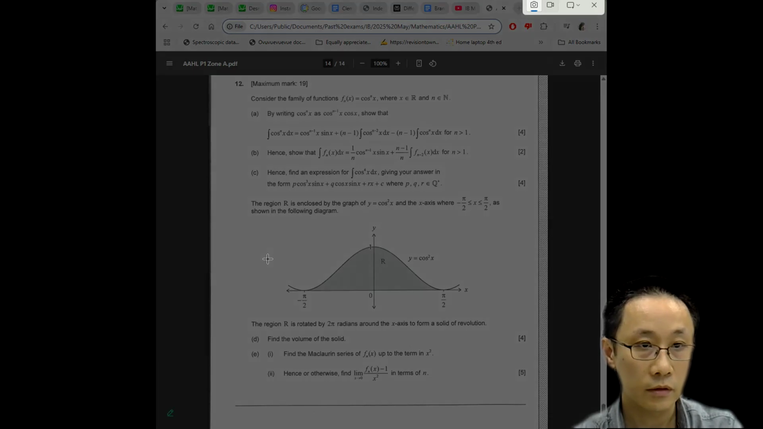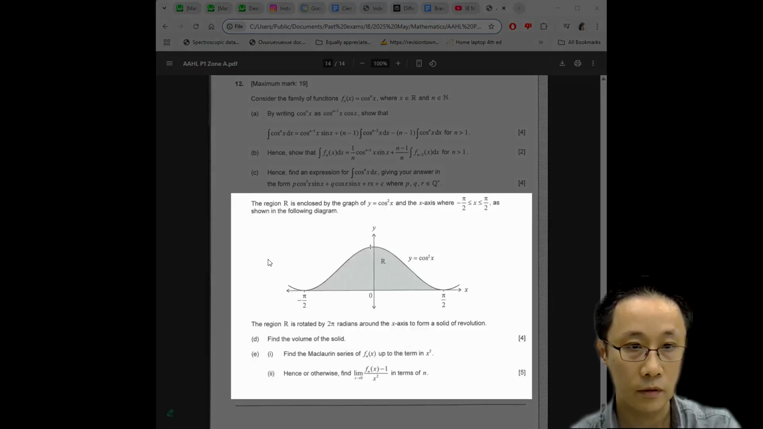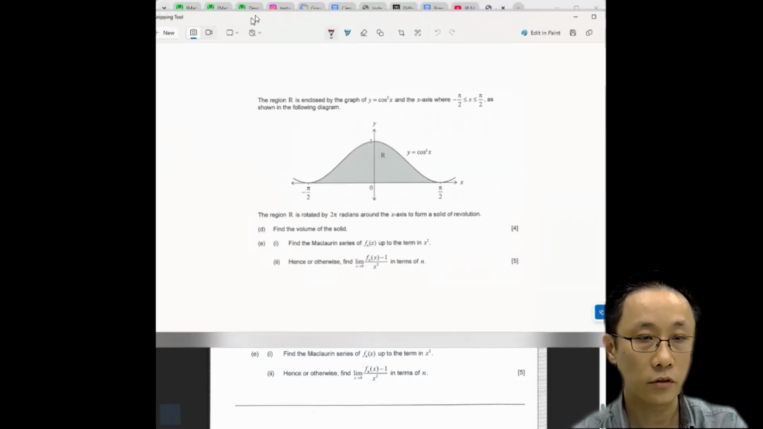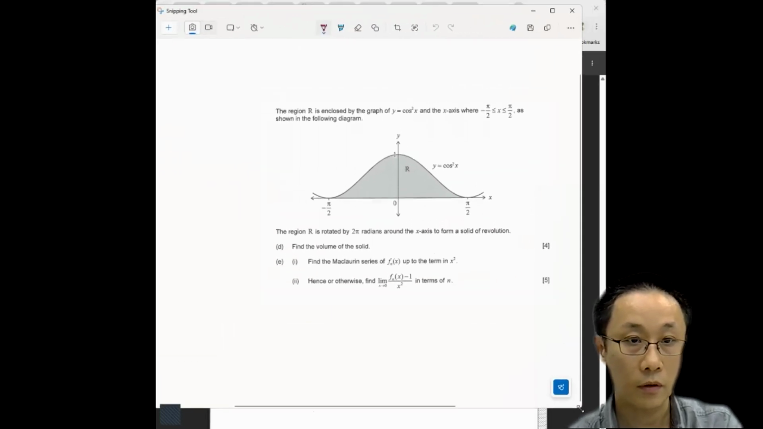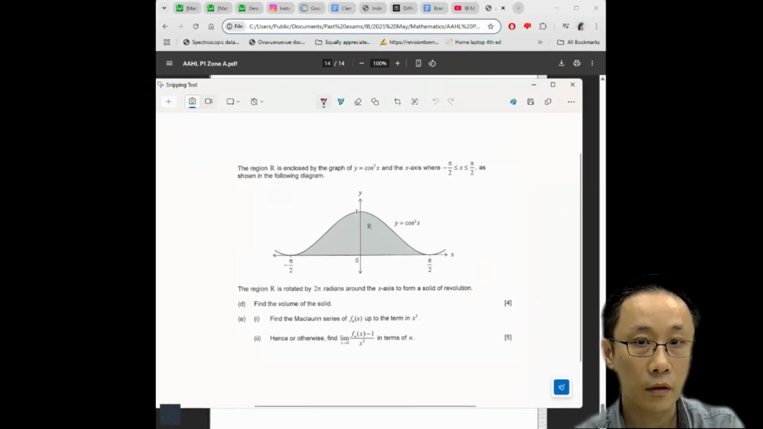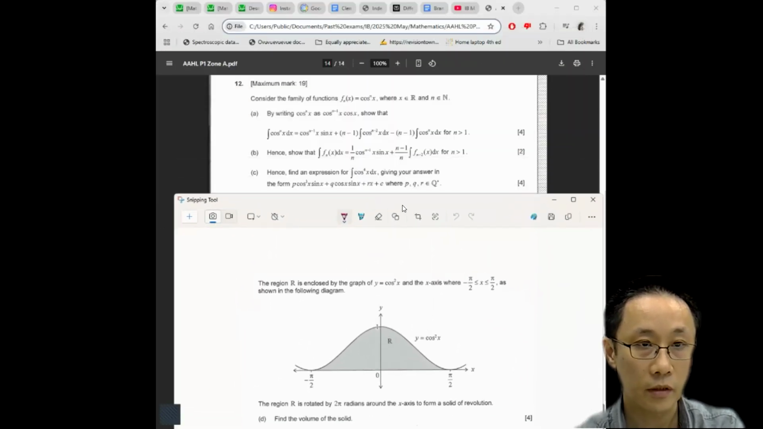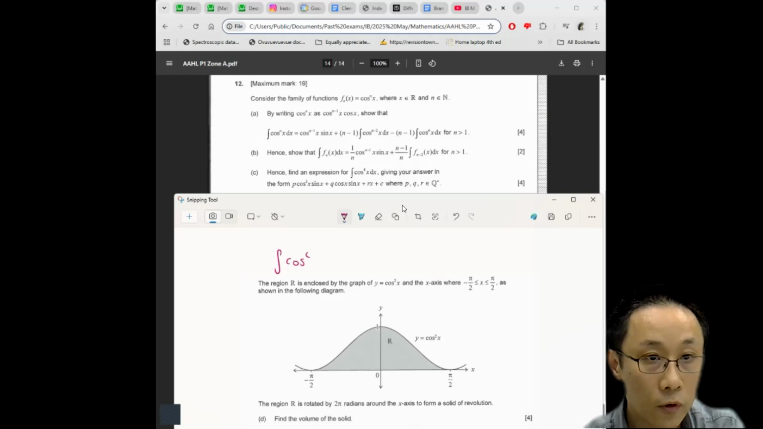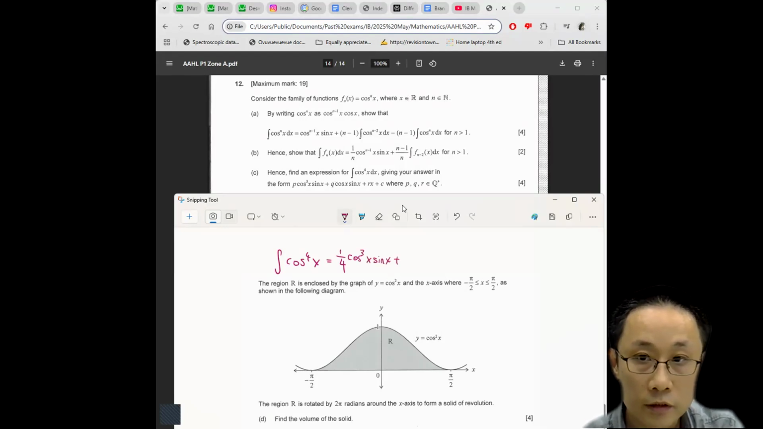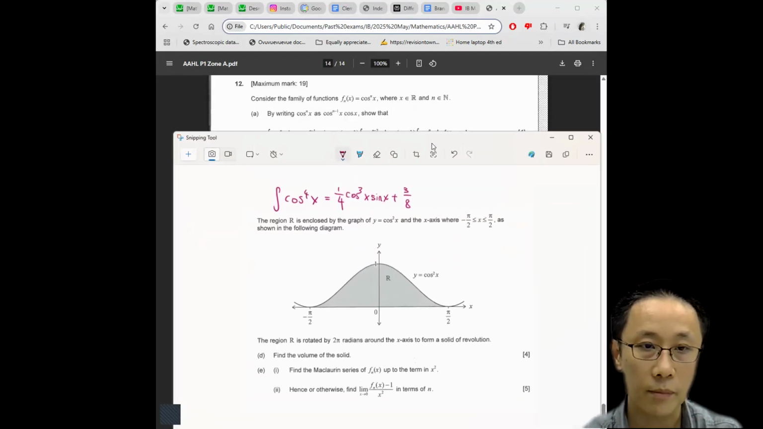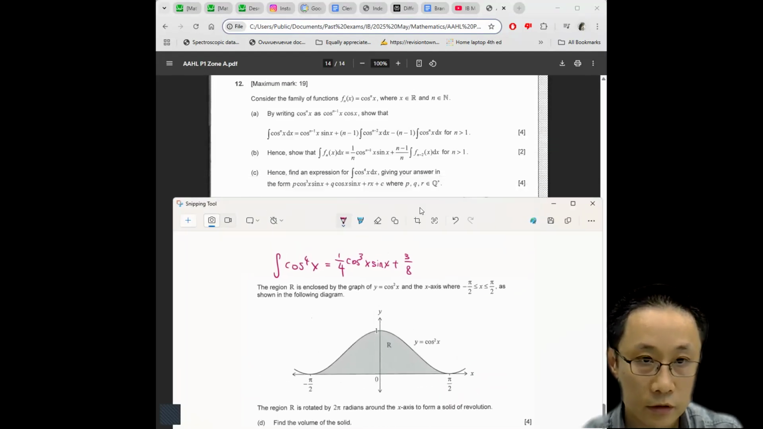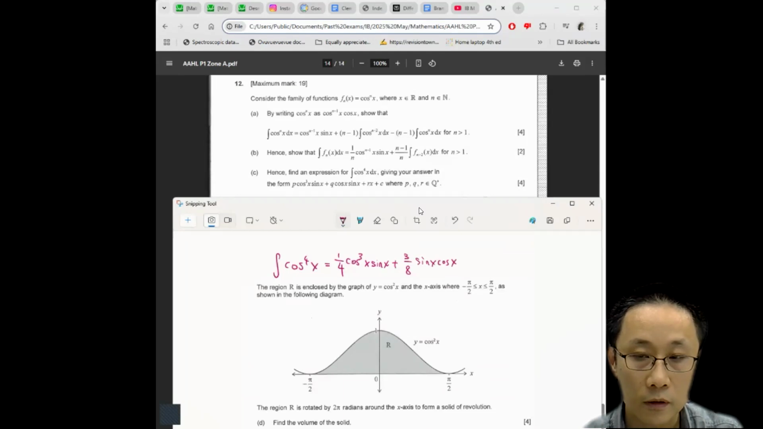Part D now, on the volume of a solid of revolution. Let's recall the result from the previous part. So the integral of cos to the 4x equals to a quarter cos cube x sine x plus 3 over 8. I think I made a mistake, but it should be 3 over 8 sine x cos x. And then there should be another 3 over 8.